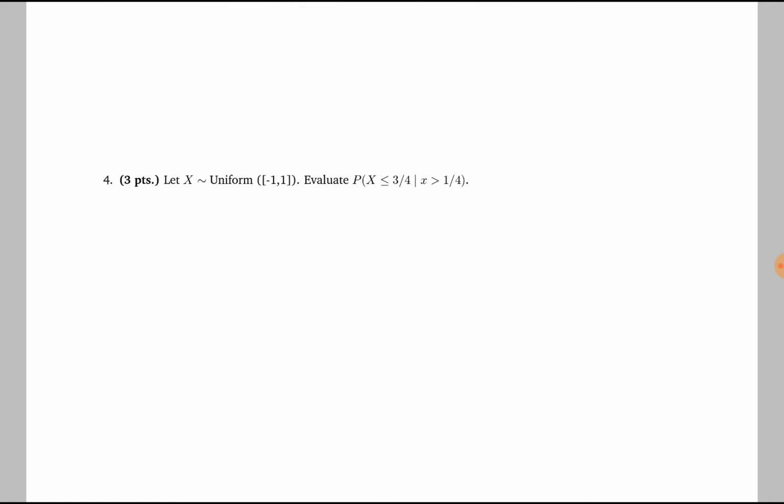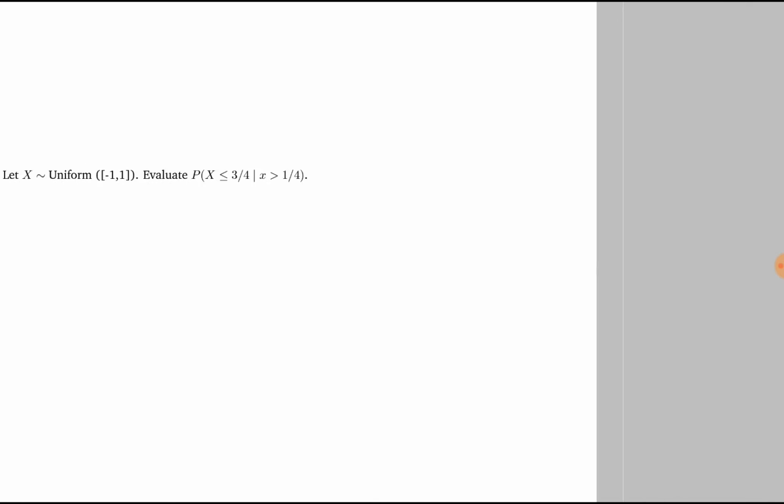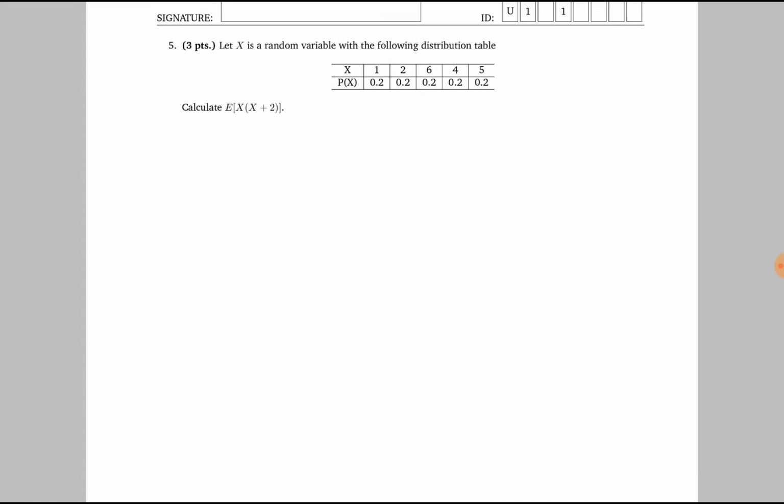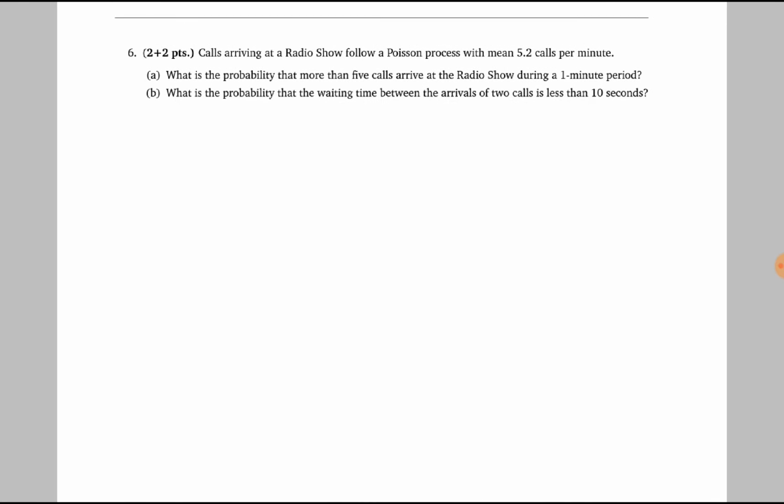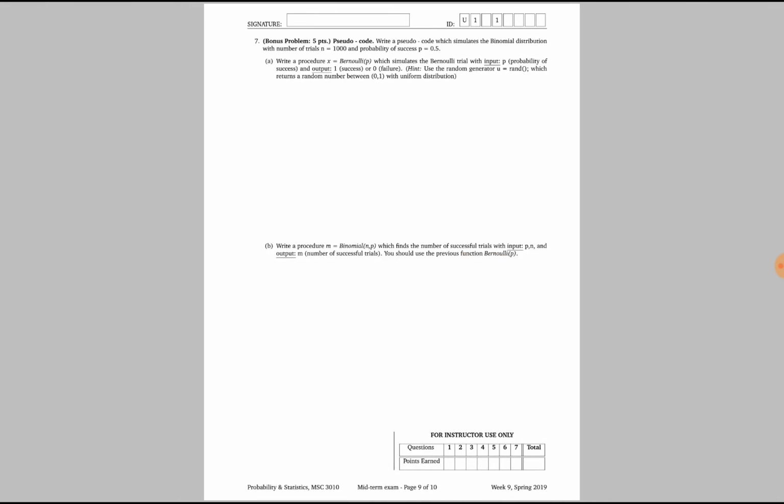And problem number 4 is about the continuous random variables. So it is about how to evaluate the probabilities and conditional probabilities for the random variables which are given with some density functions. Problem number 5, we're given the table of the distribution. We need to calculate the expectation of some function of the random variable. Problem number 6 is about the Poisson distribution and the exponential distribution and the relationship between them.